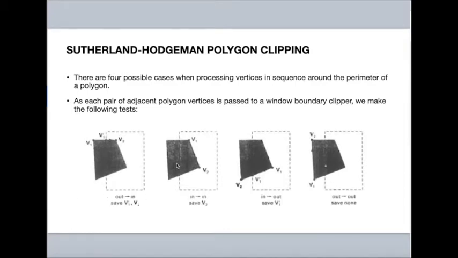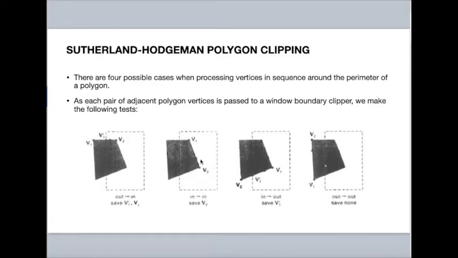The second test is if both the vertices are inside the window boundary. Here you can see a vertex v1 and another vertex v2. v1 and v2 are adjacent vertices, v1 is inside the window boundary and v2 is also inside the window boundary, that is an in-in pair. Here you have to save only the vertex v2, only the second vertex.